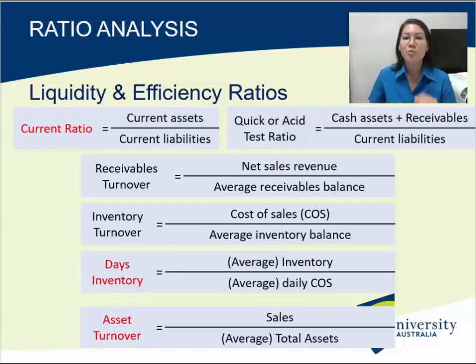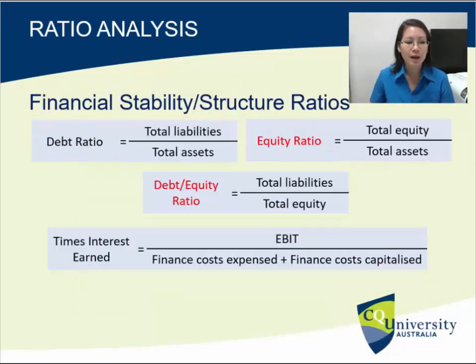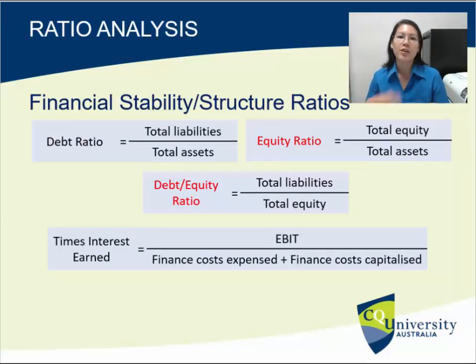The last group of ratios that I'll cover is the financial stability or solvency or long-term financial structure ratio. So how have we geared our company? Have we predominantly funded our assets with debt or external borrowings, or have we predominantly funded it with owner-generated funds such as shares? So with long-term stability, we calculate a debt and an equity ratio, which simply measures what proportion of your assets are funded by debt or equity.